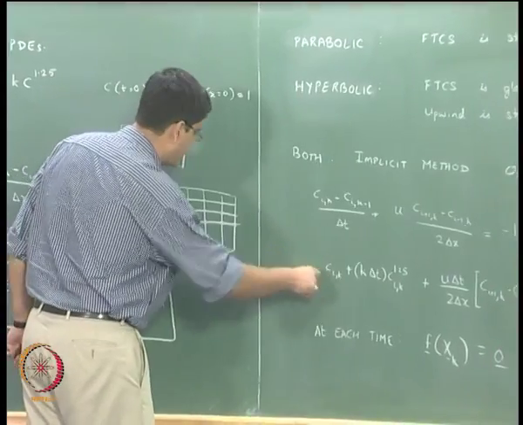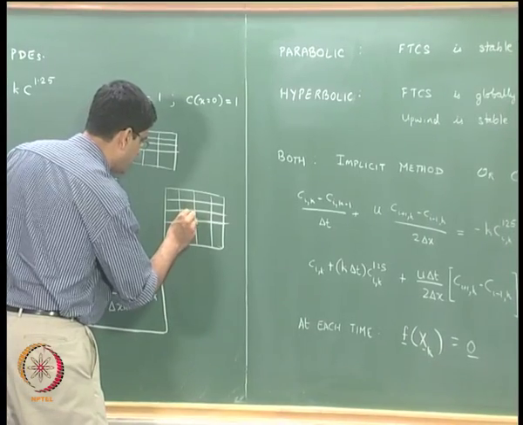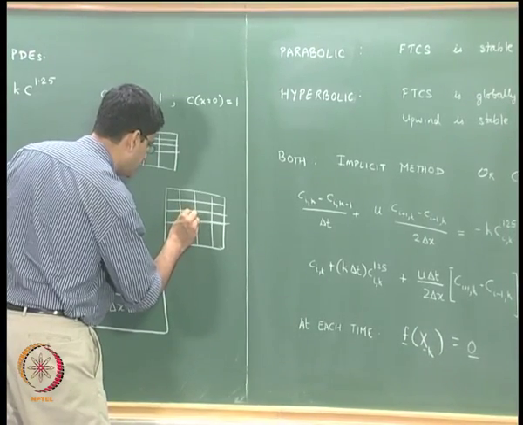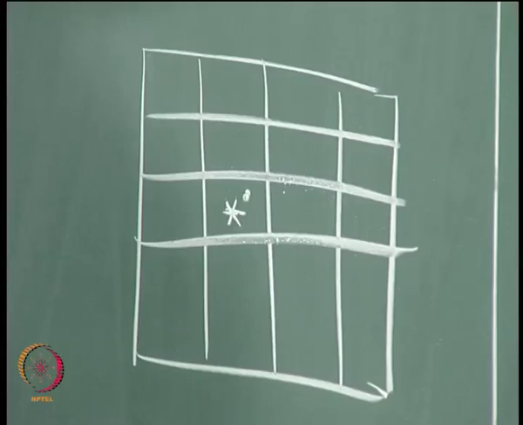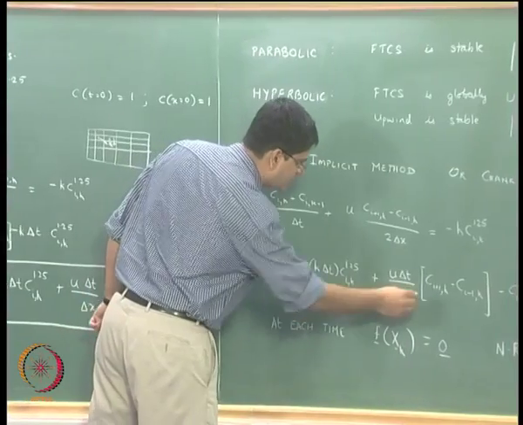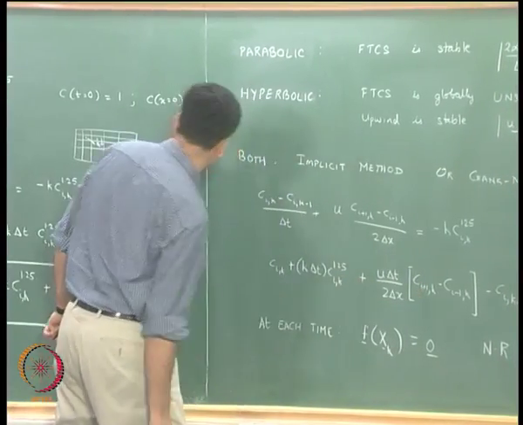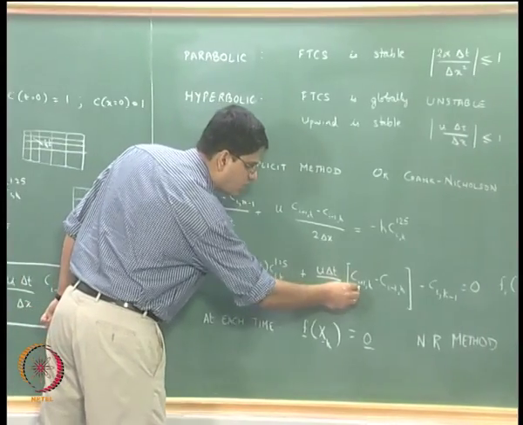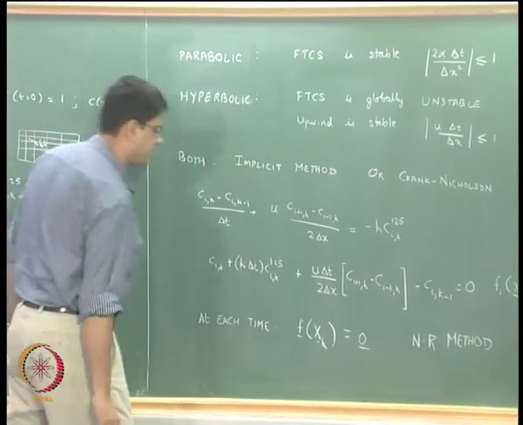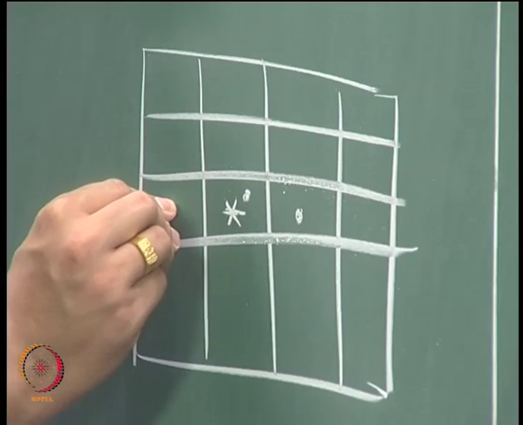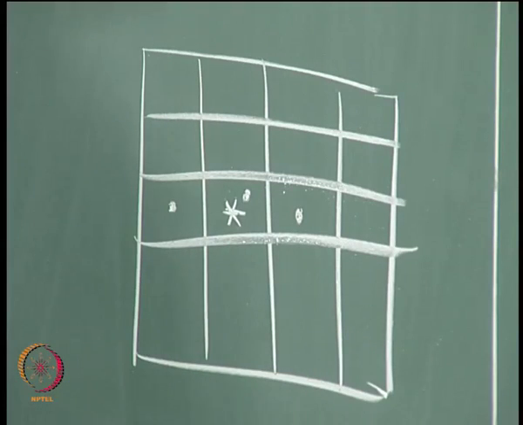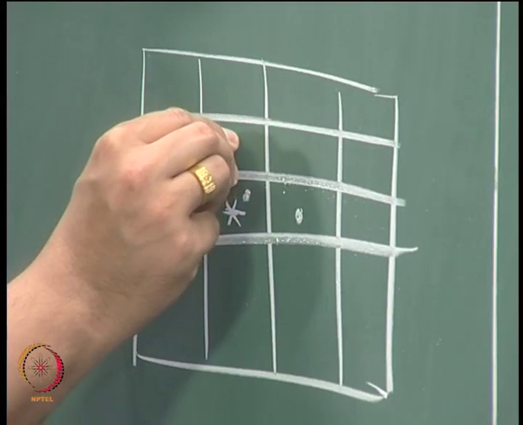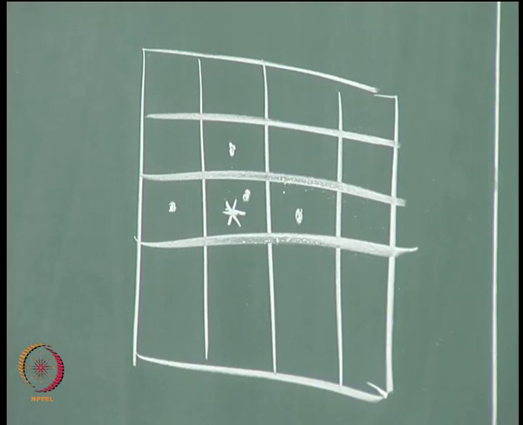Now c(i,k) depends on c(i,k) itself, so I will put a dot in this particular block. As well, it depends on c(i+1,k), so it depends on this guy. It depends on c(i-1,k), which basically means that it depends on this guy, as well as it depends on c(i,k-1), which means it depends on this guy.